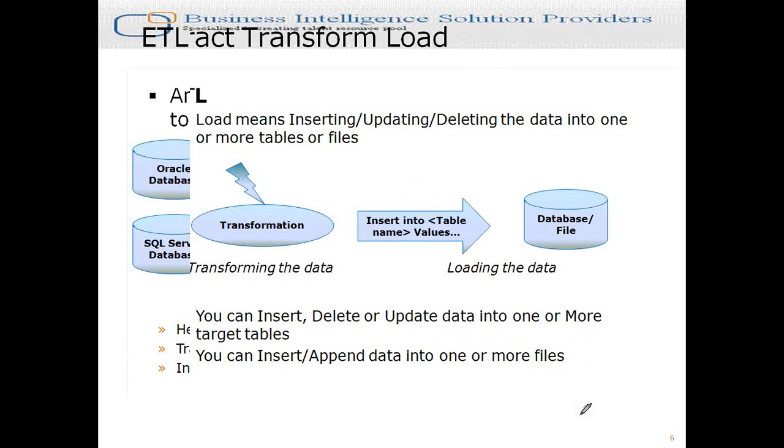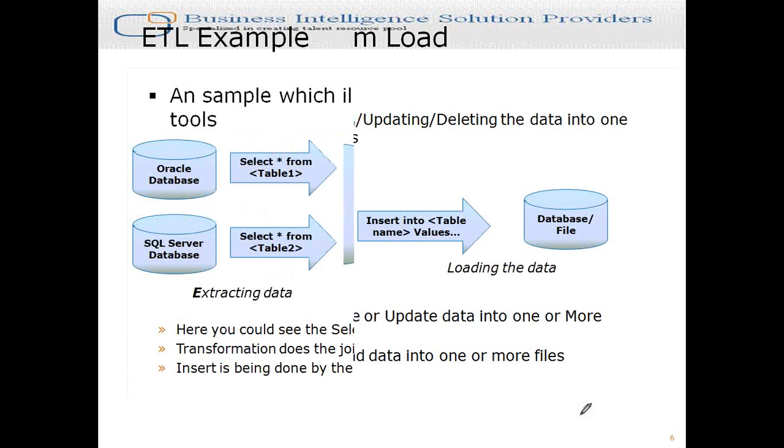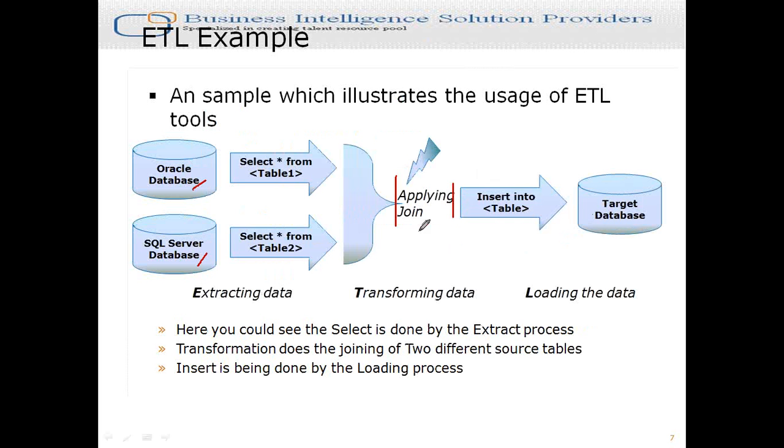So front to back, an example. I read the data from an Oracle database and a SQL Server database. I apply the join based on the keys. Let's say the keys are not available. How do I apply the join?